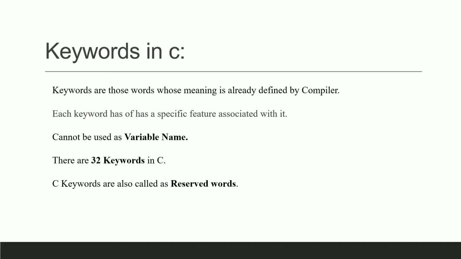Keywords are those words whose meanings are predefined in compiler. These are reserved words in all programming languages which has some meaning and predefined functionality. All keywords are in lowercase. These cannot be used as identifiers or variable names. There are 32 keywords in C.